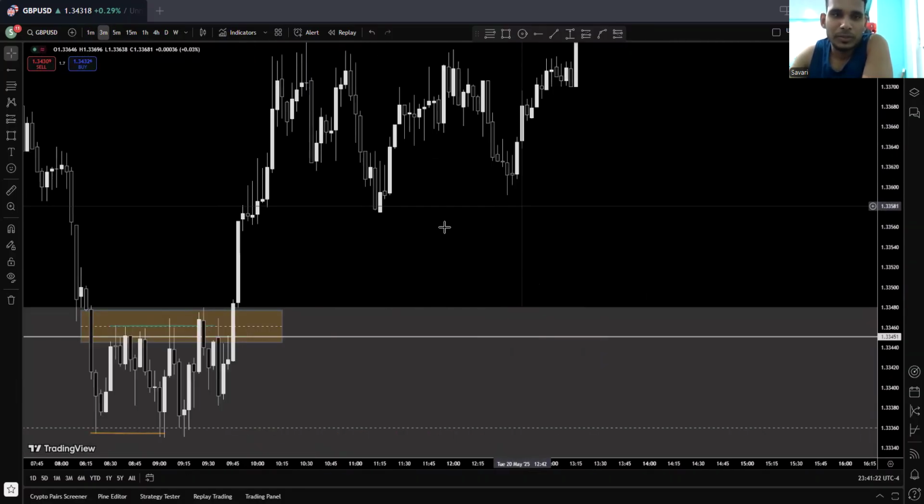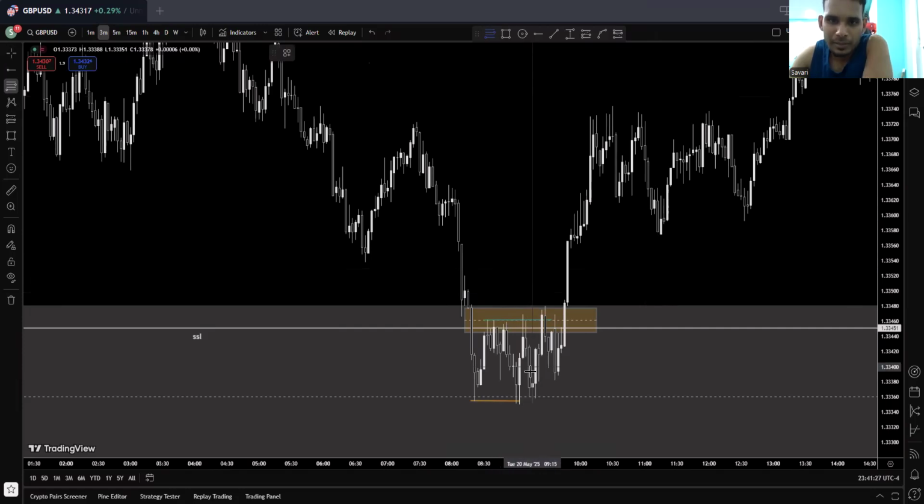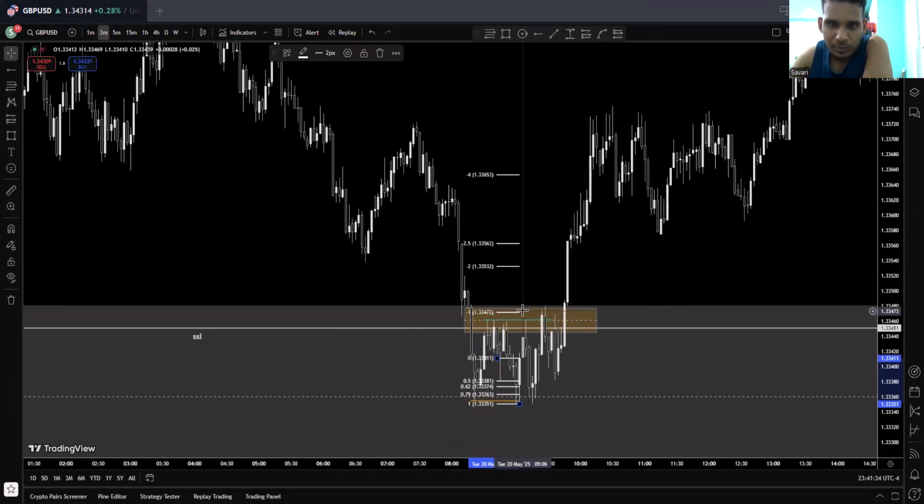So what I'm going to do is I wanted to do my projection. So this is my standard deviation, the last manipulation leg before the structure shift. What is going to be my structure shift? This is going to be my structure shift.